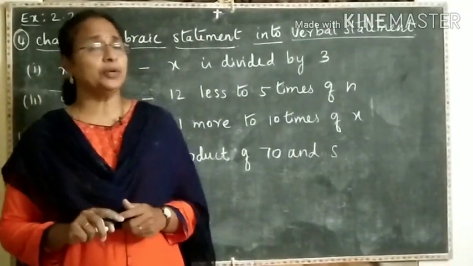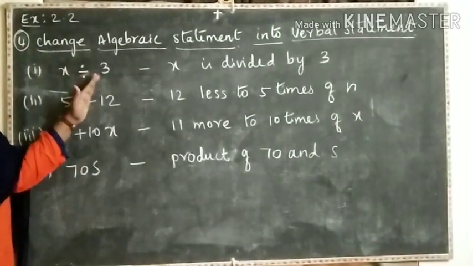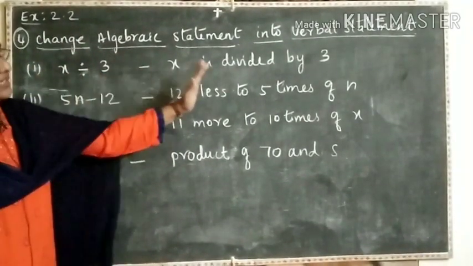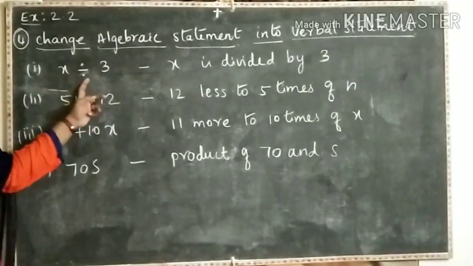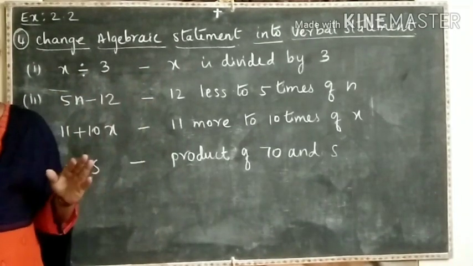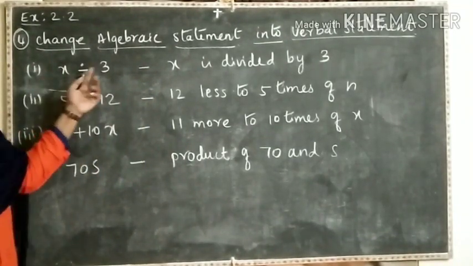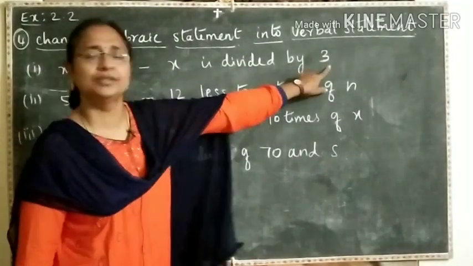Okay, students, we'll continue with the next sum. So this is very simple. Already the algebraic statement is given and we are going to write it as a verbal statement. So now look into this algebraic statement, x divided by 3. As you read, you can write the verbal statement. So the answer is x is divided by 3.